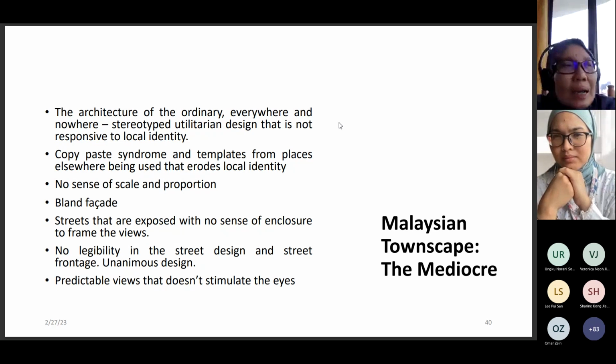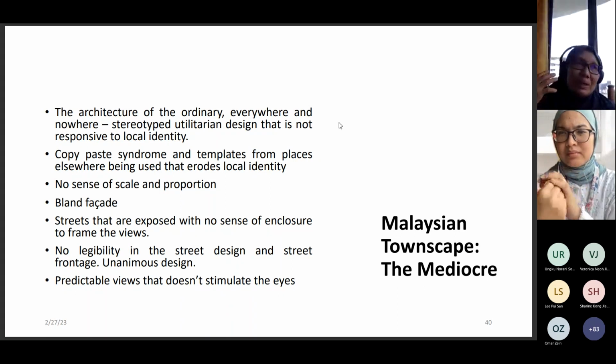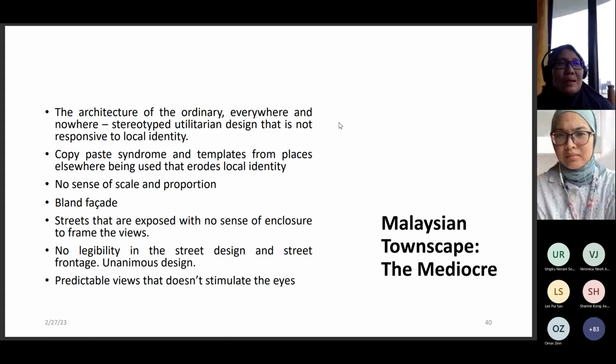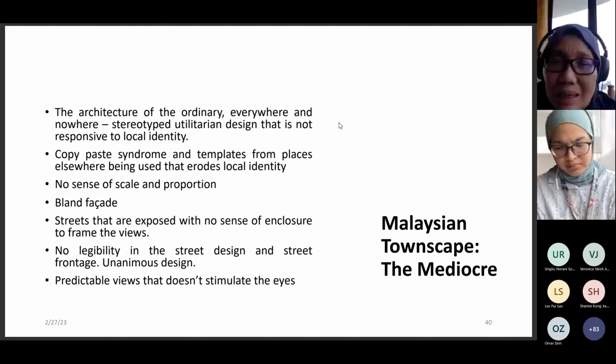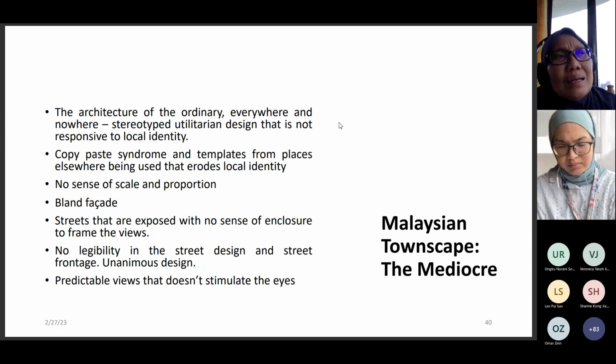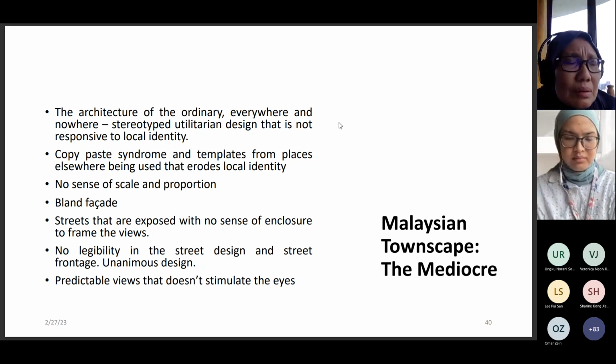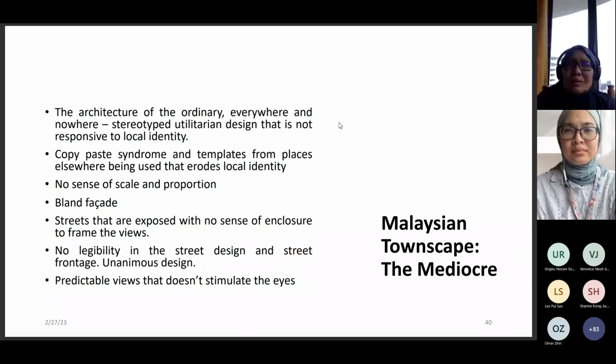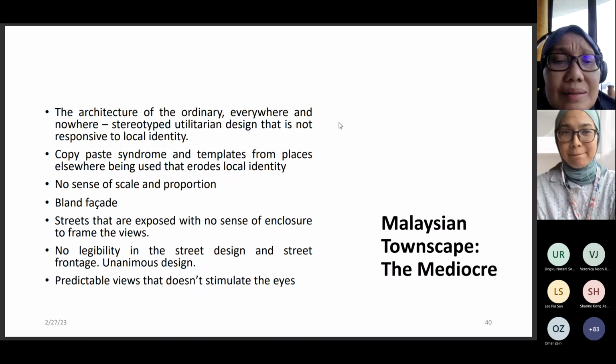And the mediocrity is also a result of a poor sense of scale and proportion. I don't think people use an architect to design some of the buildings that we see in our cities. It's just like a shoebox. You just put up structures, you just put columns and roofs, and then you put the windows and the doors, and then you've got a building in the city.